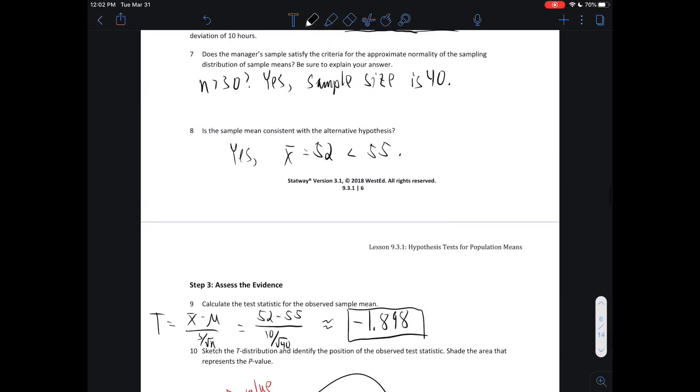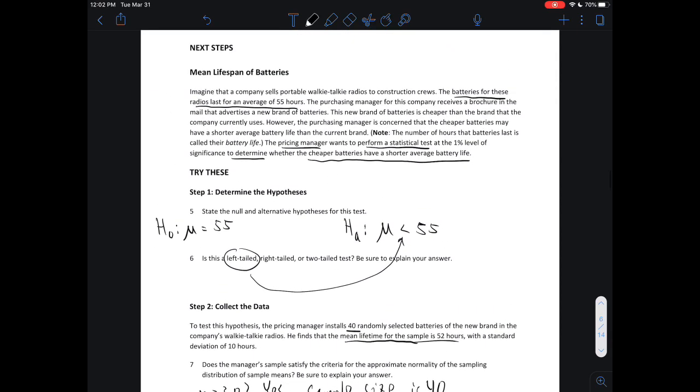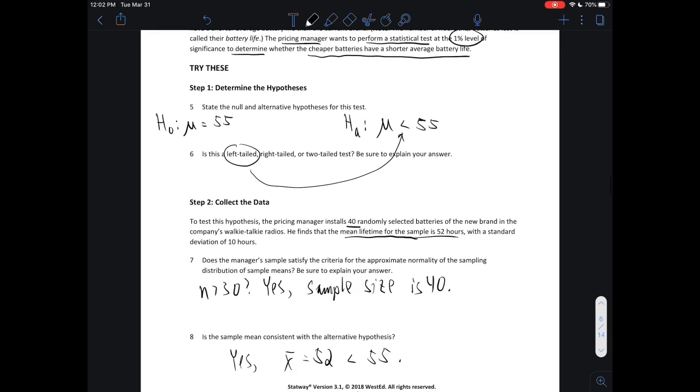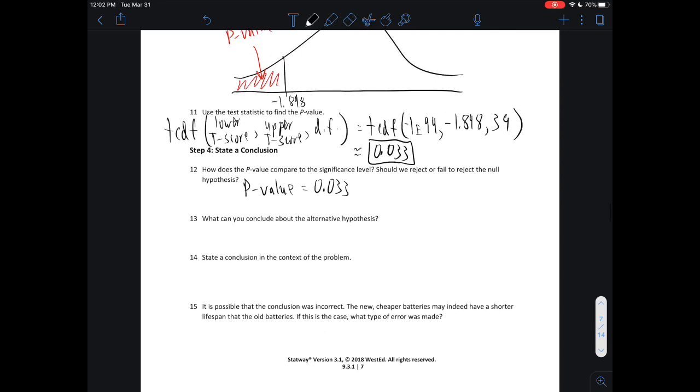Our significance level was 1%. So this is greater than alpha, which is 0.01. That's 1% as a decimal. So since our p-value is greater than alpha, this tells us that we fail to reject the null hypothesis.